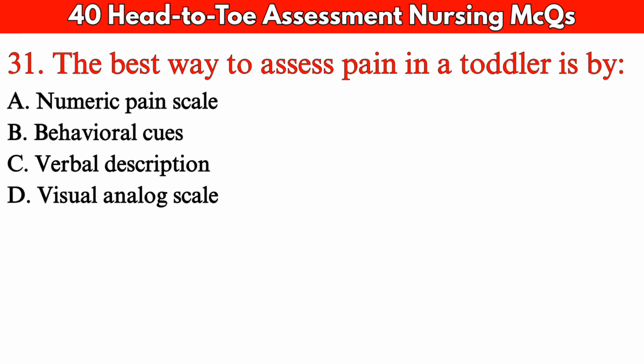The best way to assess pain in a toddler is by A. Numeric pain scale, B. Behavioral cues, C. Verbal description, D. Visual analog scale. Correct answer B. Behavioral cues. Toddlers, about 1 to 3 years old, cannot reliably use numeric or abstract pain scales. Nurses assess pain by observing behavioral cues such as facial expression, crying, body movement, and consolability. Tools like the FLACC scale are designed specifically for this age group.